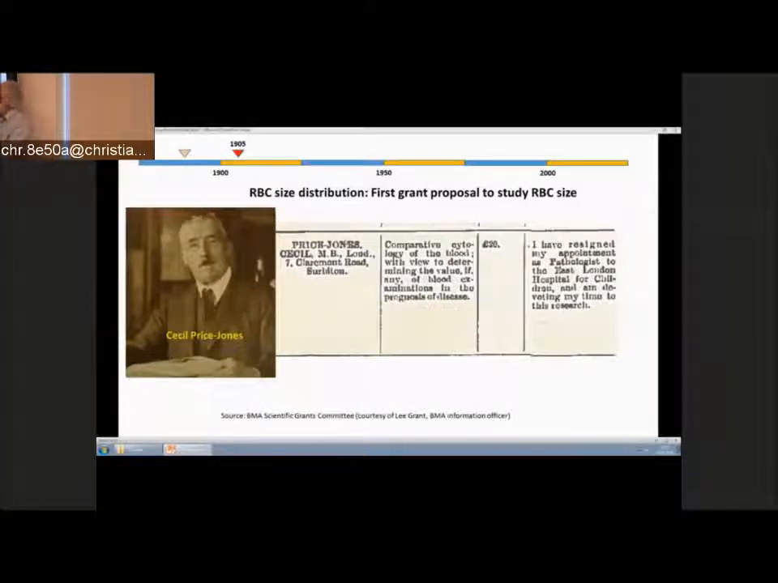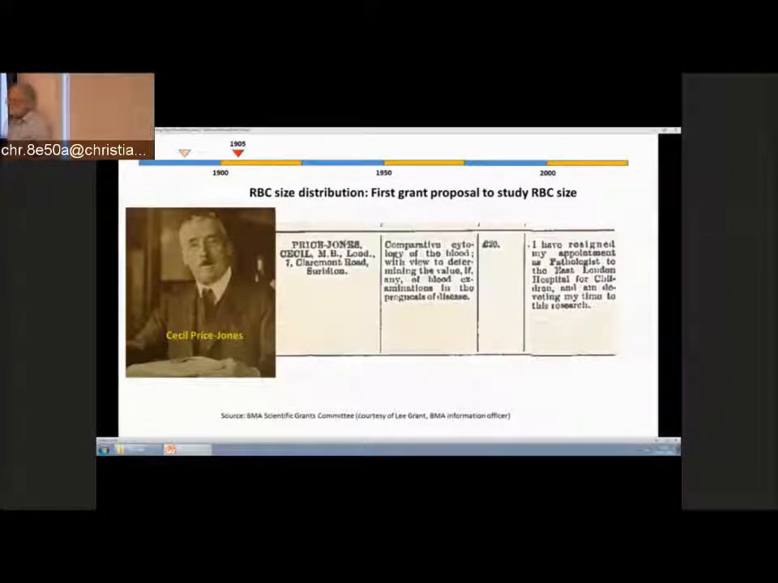So at this point, things get very vague with what Cecil's doing. But then around 1900, he has metamorphosed himself into a pathologist. At the age of 37, he joins the Pathological Society.